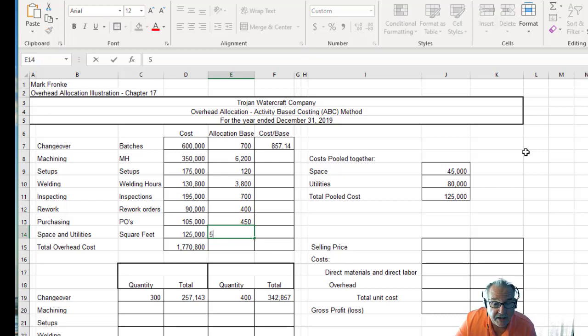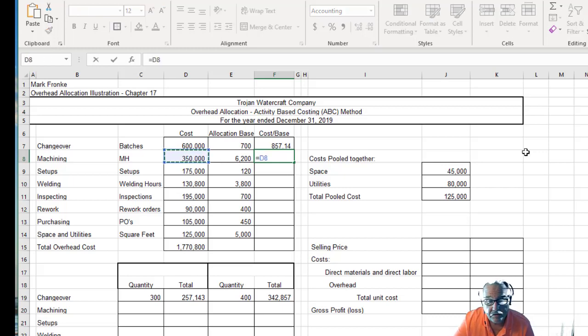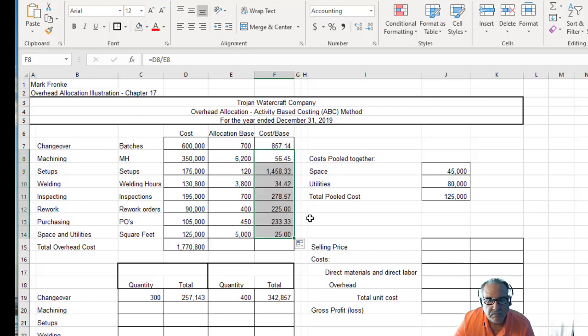And we have 5,000 square feet. So when we calculate the cost divided by the base, $56.45 per machine hour, but that's only for the machining category now, or activity, and I can use my drag tool and do these calculations.